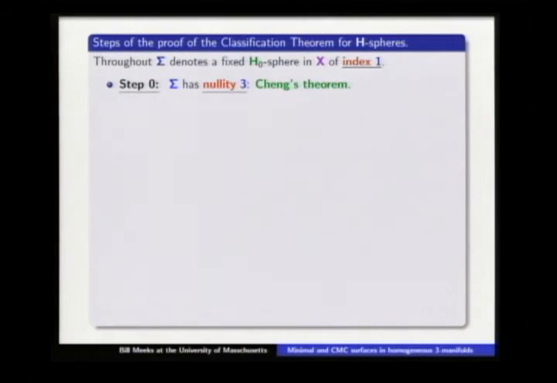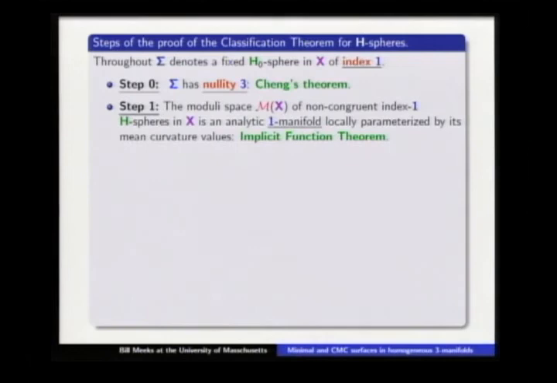Okay, so Chang's theorem says the nullity is at most 3, using the Jacobi operator as your Schrodinger operator. So we have nullity 3, so that's part of the theorem, but we have to know that everything has index 1 to know we have nullity 3. So right now we're just assuming we have this index 1.